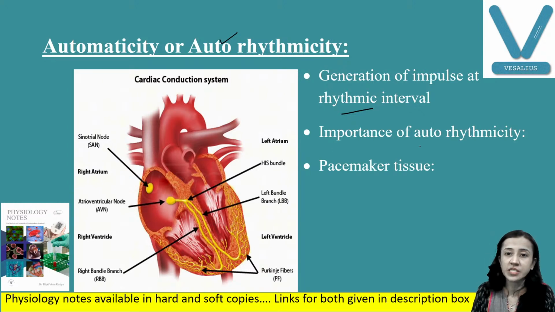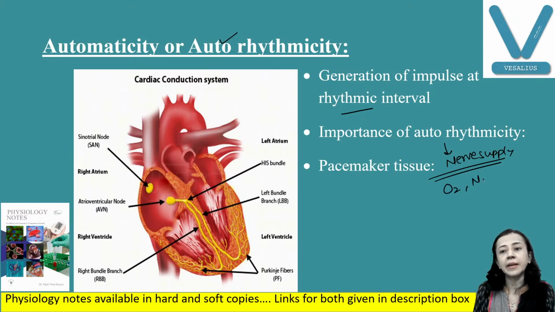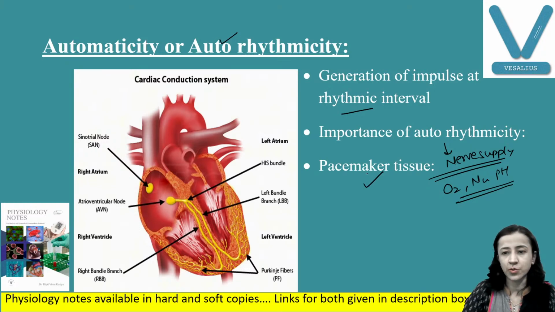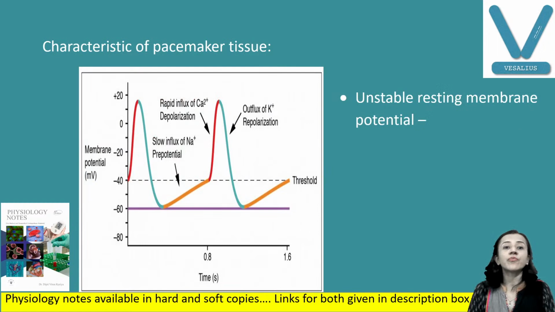Because of autorhythmicity, the heart continues to beat even if we cut the nerve supply of the heart, as long as we are providing nutrition, oxygen, and pH. The heart can continue to beat. So the heart has specialized pacemaker tissue and it has the function of automaticity or autorhythmicity. Now what are the characteristics of pacemaker tissue? This pacemaker tissue has an unstable resting membrane potential. Why unstable resting membrane potential?